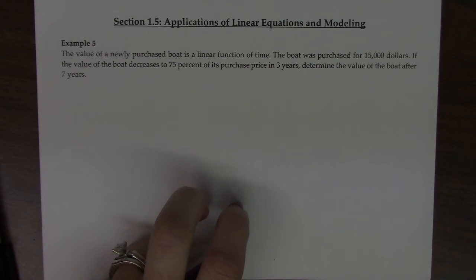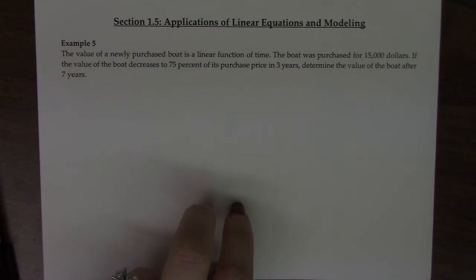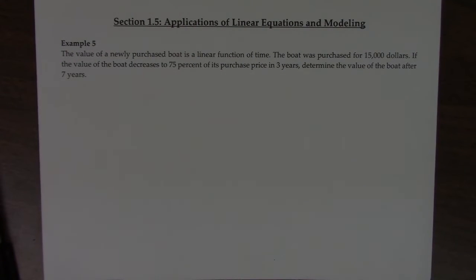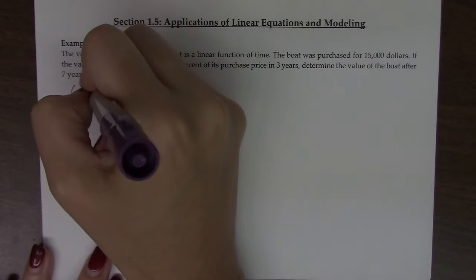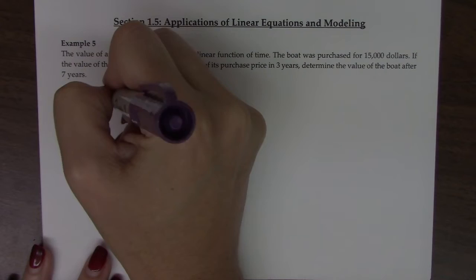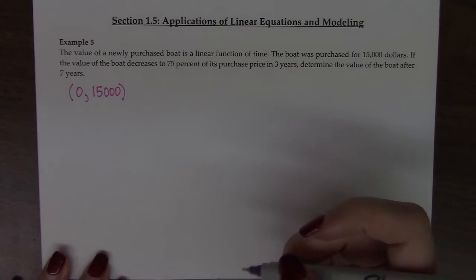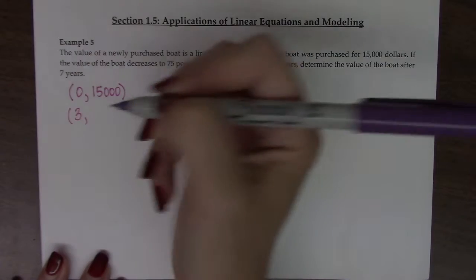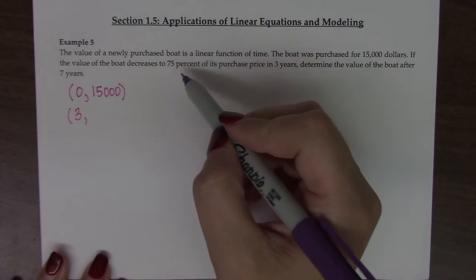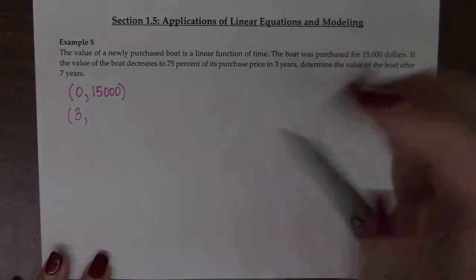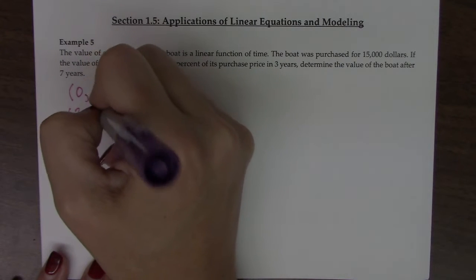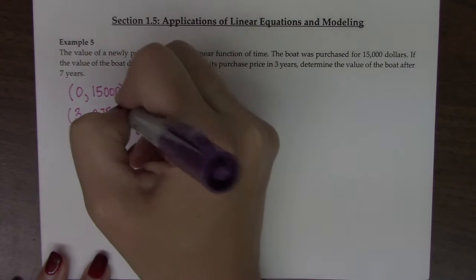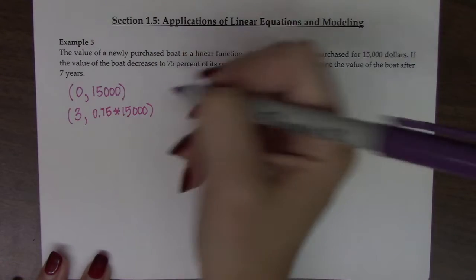The first thing we have to do here is model this scenario. The purchase price would be at time 0, when the boat was brand new. So at time 0, the boat was worth $15,000. Then we were told that 3 years later, the boat had decreased to 75% of its purchase price. Because it says decreased to 75%, the value is 0.75 times the original 15,000.